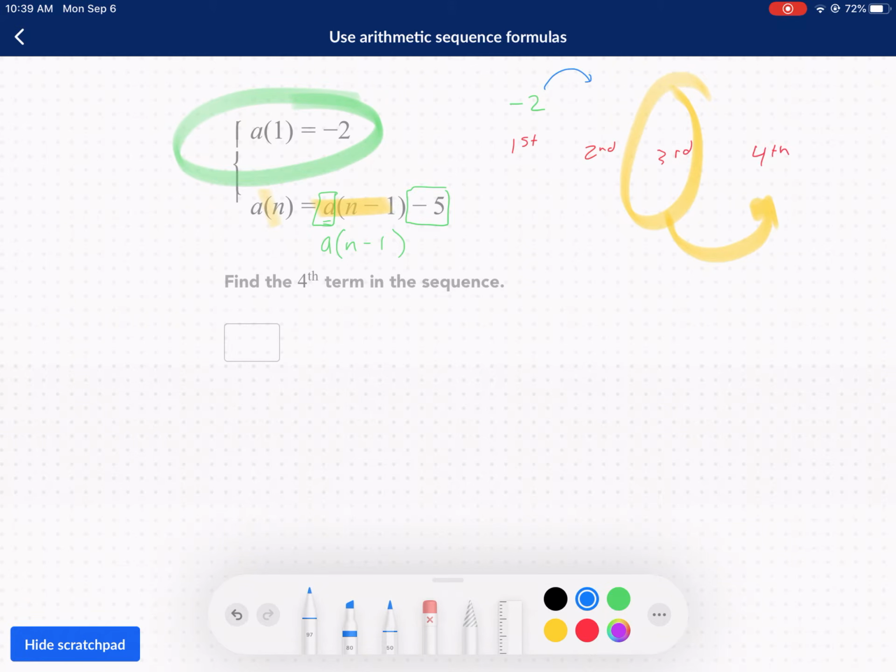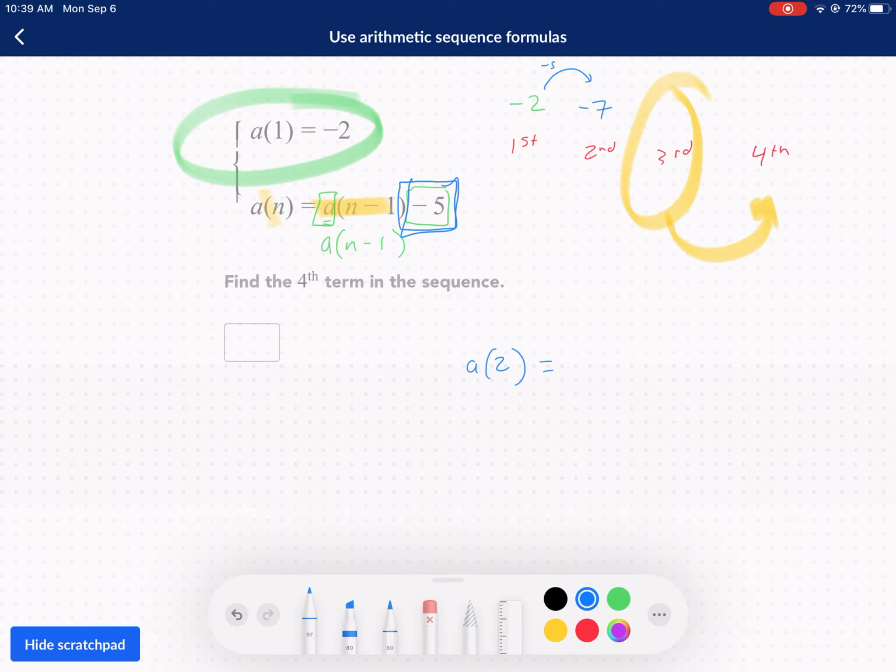There we go. So we're going to subtract 5. We take our first term. Our first term was -2. We subtract 5. That's the pattern. And we get -7.